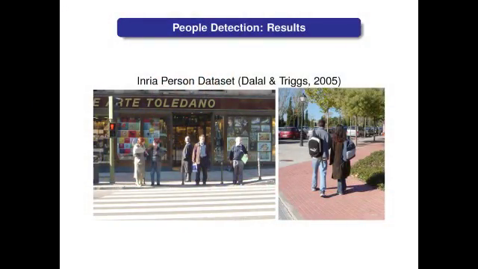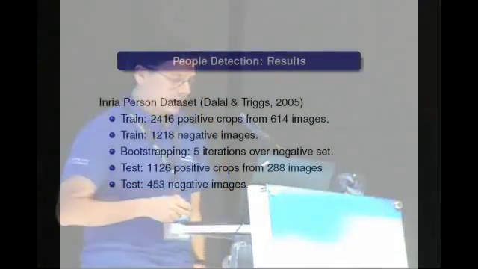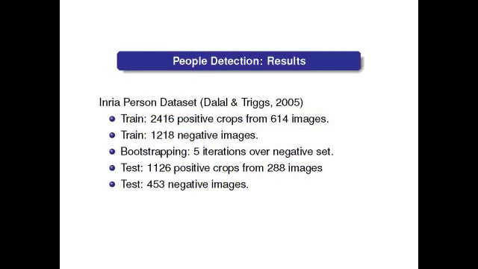Okay, so we test this on a standard benchmark dataset. This is the INRIA dataset. This is the standard benchmark for people detection. As you see here, these are common images, not structured, very natural images. And we use as training from this dataset around 2,500 positive examples of humans and 1,200 for background. And we bootstrap 5 times.